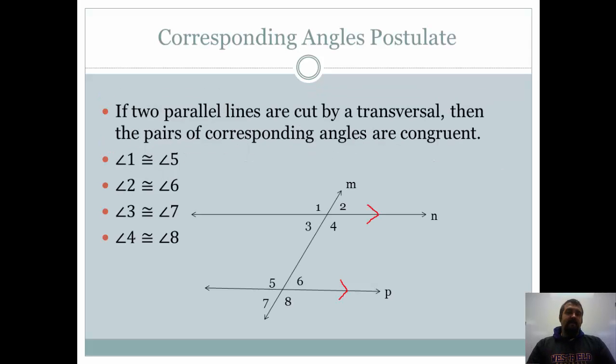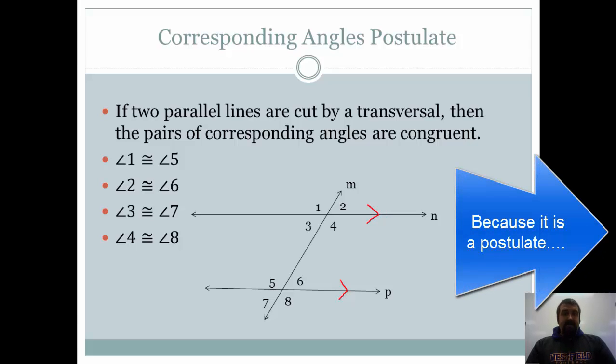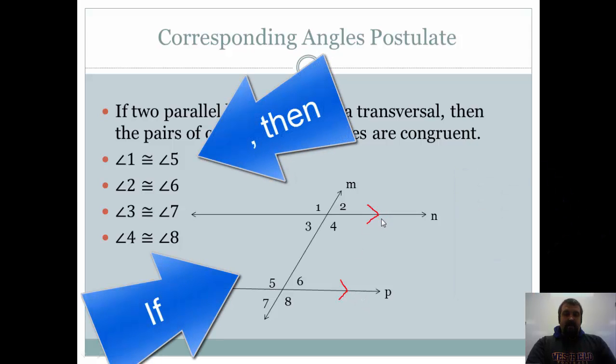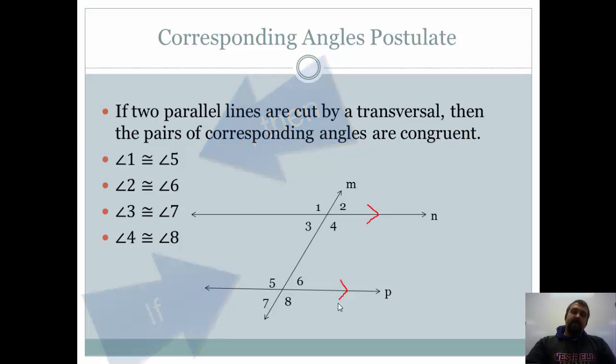The first thing that we have to talk about is the corresponding angles postulate. Again, I can't prove this to you, it just is. If I have two parallel lines, such as line N and line P here, they are marked to be parallel with this red arrow. Because they are marked such, they are parallel. Then, the pairs of the corresponding angles are congruent. Every single pair of corresponding angles, in this case, have to be congruent because lines N and P are parallel.